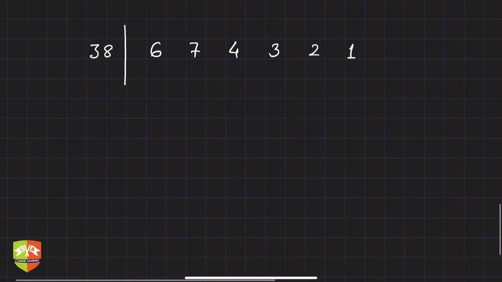Okay, so let's understand this process. Let's take a random number, 674321. This is the number 674321, and I want to divide it by 38. Okay, so this is the agenda.